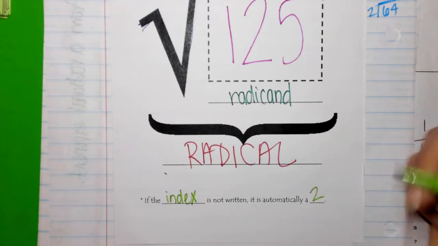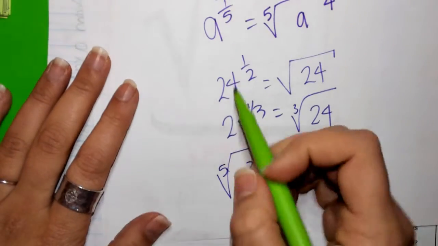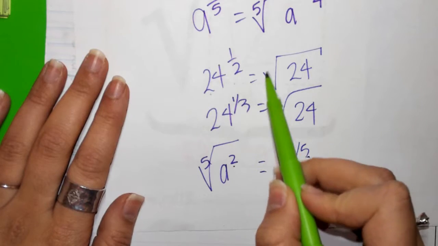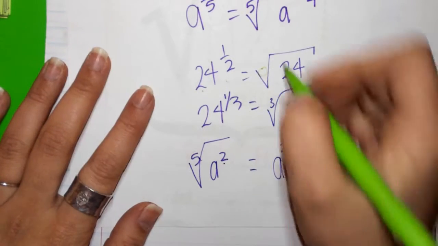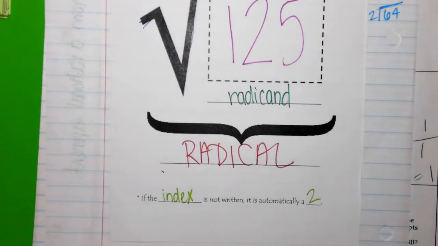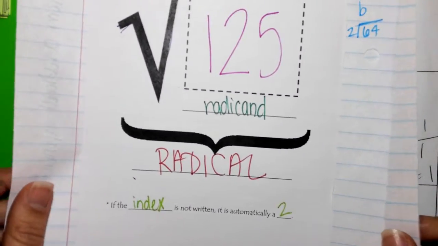Now, remember when we just said 24 to the 1/2 power would be this. Do you see how we don't have an index written right there? If you don't have an index, it's automatically a 2. Cool. All right. You ready for the last part of our lesson today?